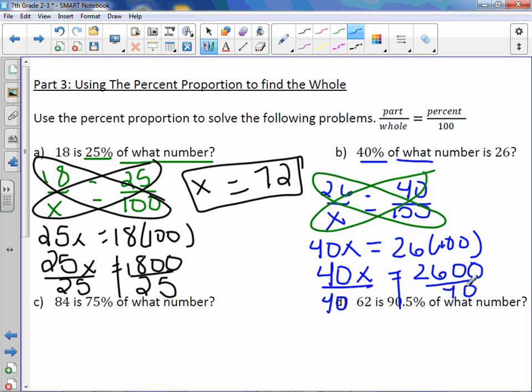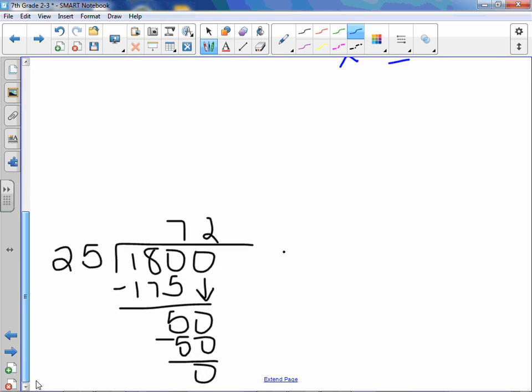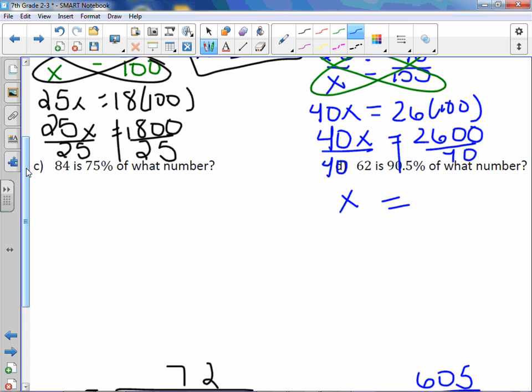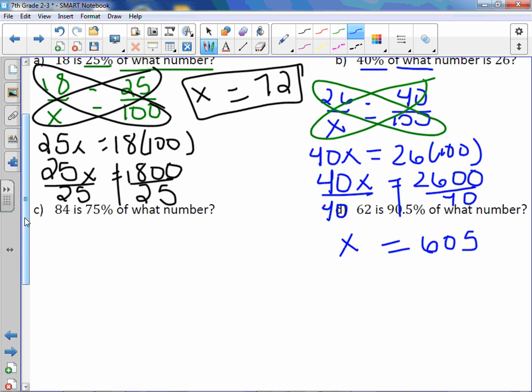We'll go back to that problem. X equals, well, let's do this division. 40 into 2,600 goes into 26 6 times. Goes into 20 0 times. Goes into 200 exactly 5. So we have x equals 605. That is the total. Letter C.